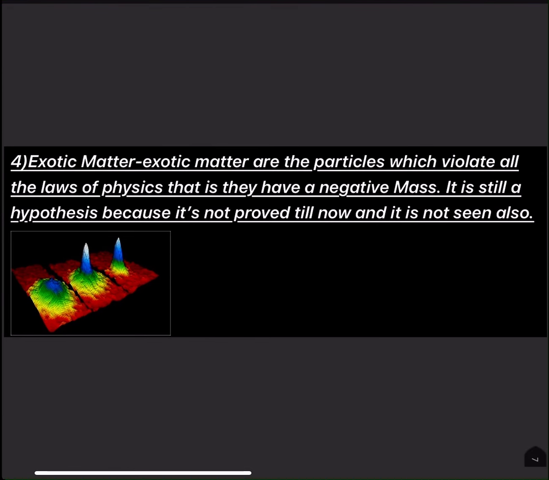Exotic matter are the particles which violate all the fundamental laws of physics. That is, they have a negative mass. It's still a hypothesis because it's not proved till now and it's not seen either. So, there are three types of proved matter: normal matter, antimatter, and dark matter. And one is still a hypothesis, which is exotic matter.